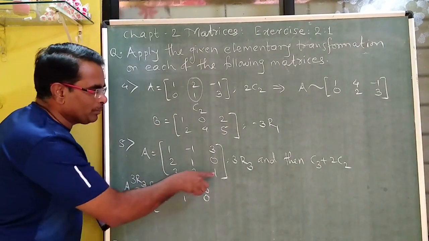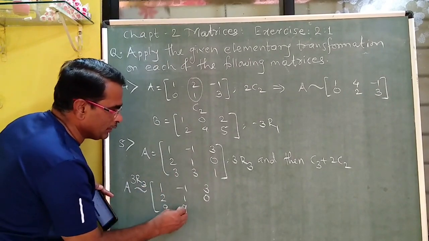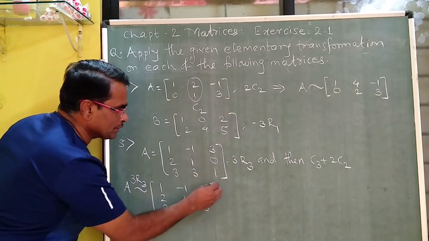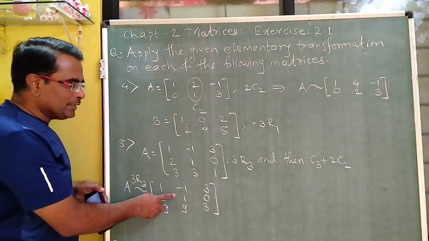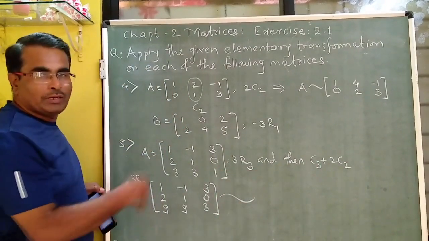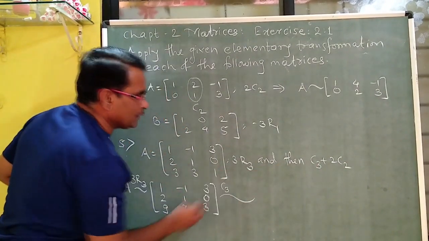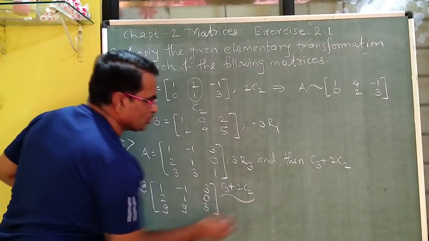But now you have to multiply by 3. So 3 into 3, 9. 3 into 3, 9. And 1 into 3, that is 3. This is your resultant matrix. Then on this matrix itself, you have to apply the next transformation. So again it is becoming equivalent to another matrix. Here the transformation is C3 plus 2C2.